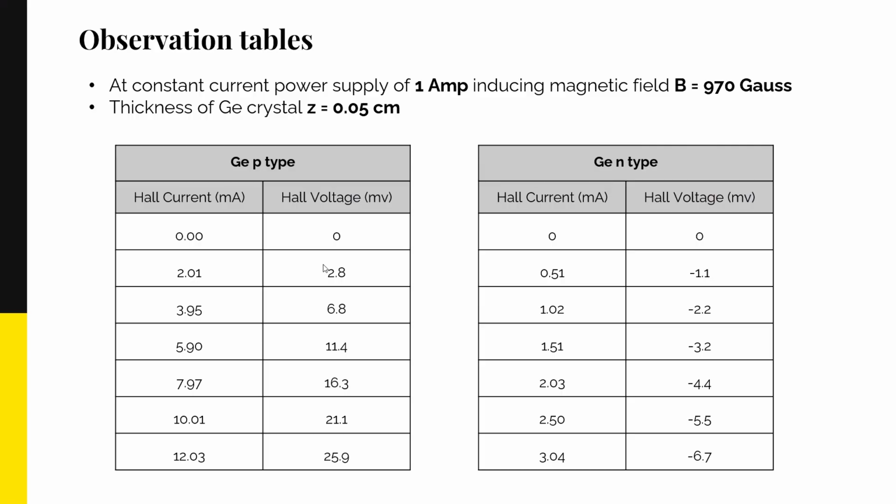So these are the observations I obtained from germanium p-type and germanium n-type Hall probes, keeping the constant current power supply at 1 ampere. As we have already seen in the previous part of the experiment, at 1 ampere the magnetic field induced B is equal to 970 Gauss. The thickness of the germanium crystal we use is 0.05 centimeter. So I have plotted these observations separately for the p-type germanium and the n-type germanium probe.